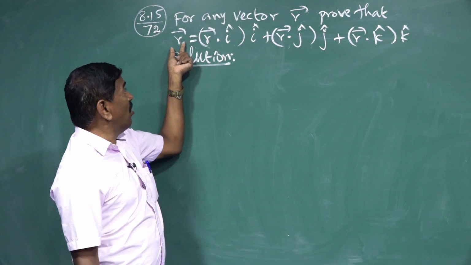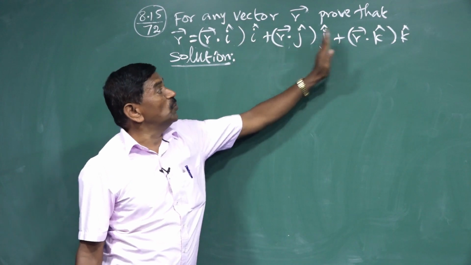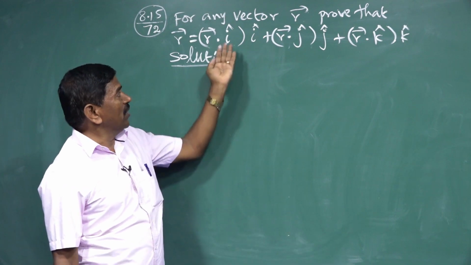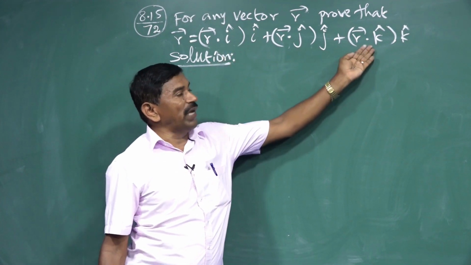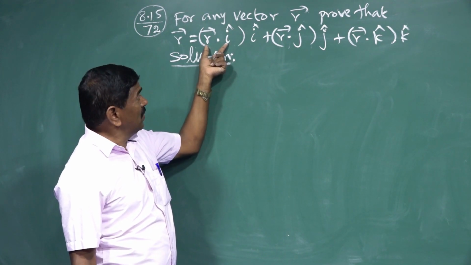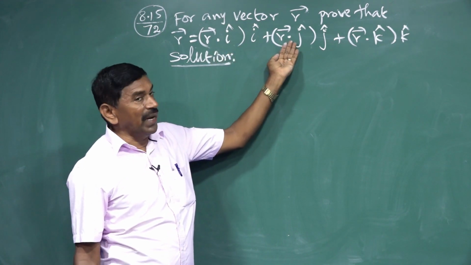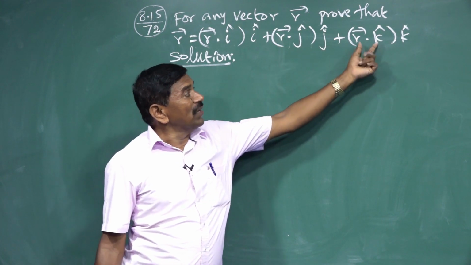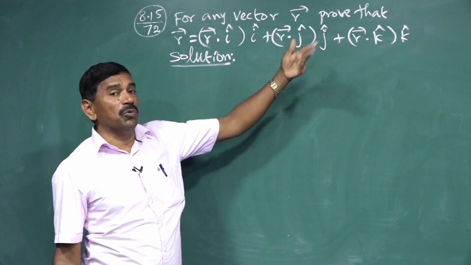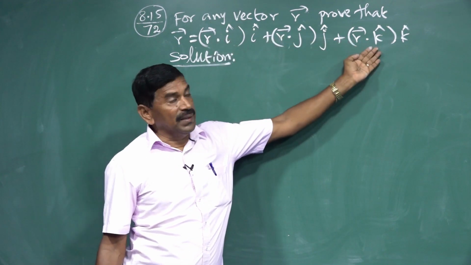Here the left hand side is r vector, but on the right hand side, how many terms? There are three terms: 1, 2, 3. They are in cyclic order: i to j, j to k. First, let us complete the bracket, then find the first term fully. Then complete the second bracket, then the second term fully. And complete the third bracket, then the third term fully. Then while adding, we get the answer.